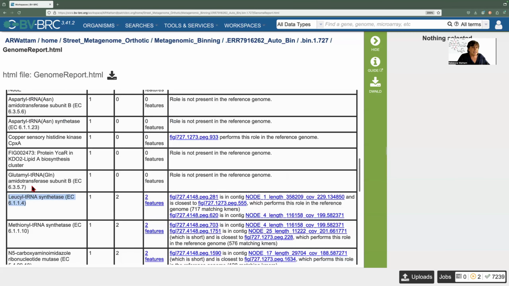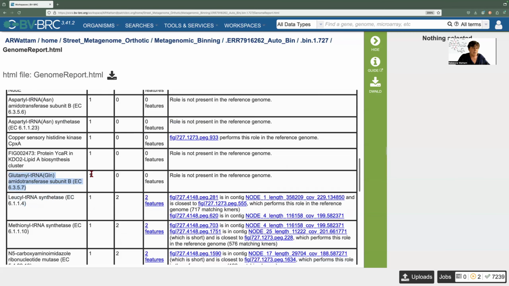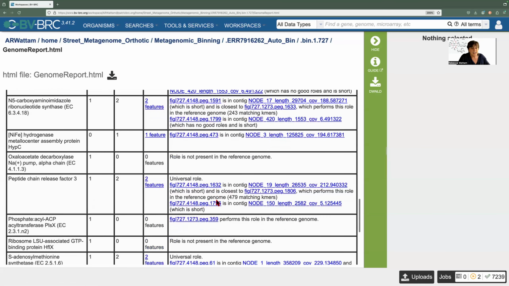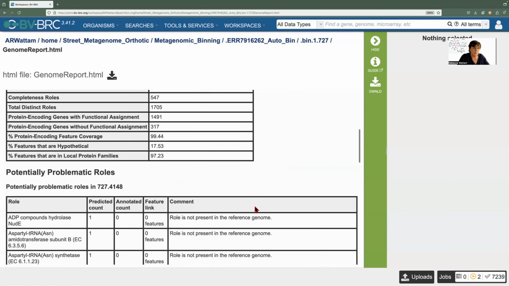And now we have these things. For some reason, the pipeline says we should have one. It couldn't annotate any of them, and we don't have it, so we can't point to it. So that's kind of a harder one to understand. So that is what the problematic roles gives you.